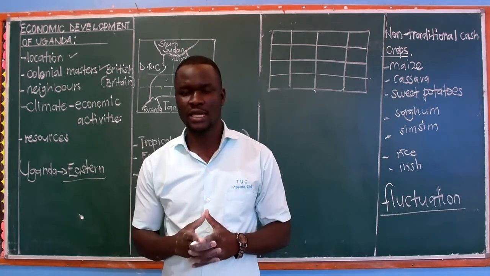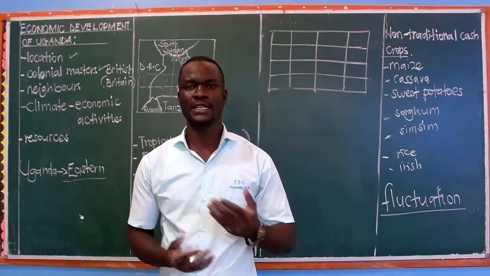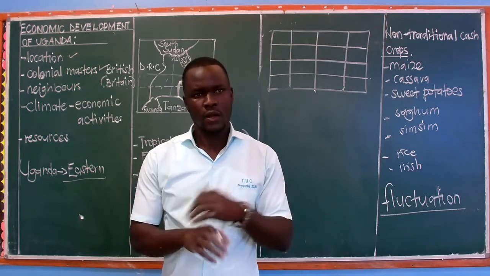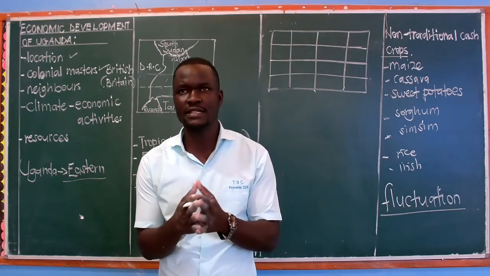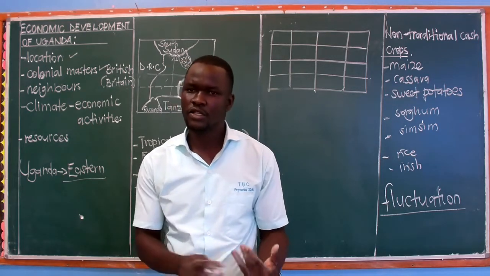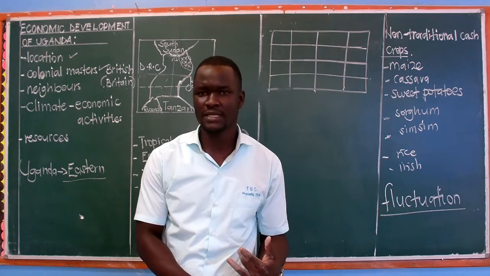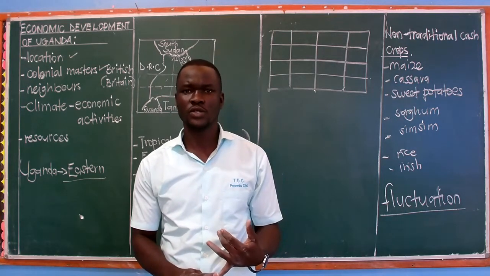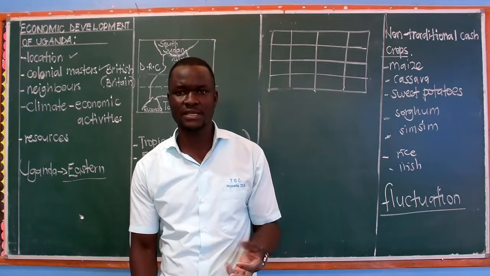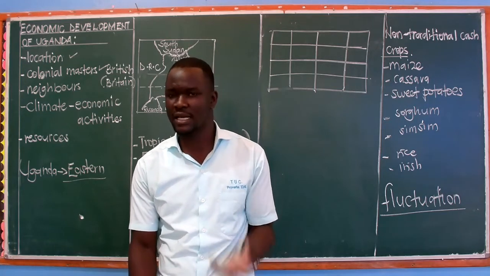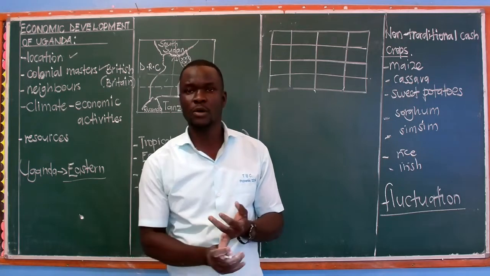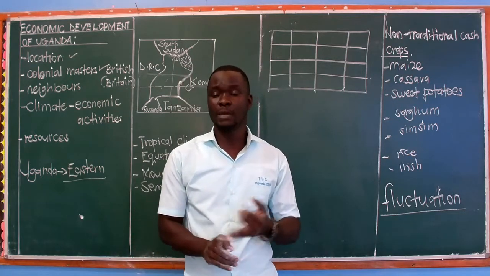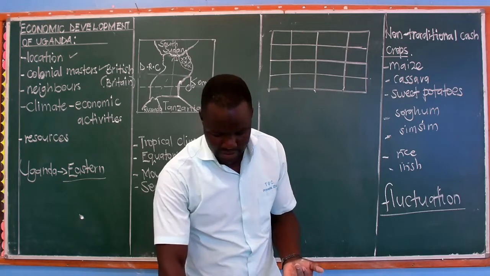And the solutions, I have always told you, we get a solution from the problem. Look at the problem. There is a problem of outbreak of pests and diseases. What should be done? Spraying the pests with the pesticides will help to kill the pests and also those diseases on the crops. We have a problem of poor farming methods.